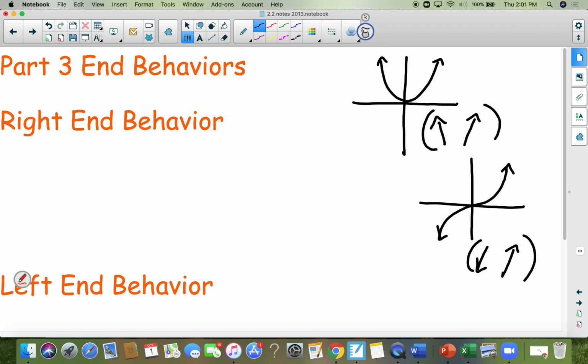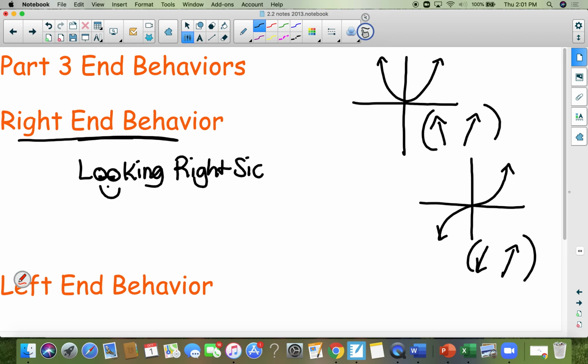So in part 3, they're asking you about the end behavior. For the right end behavior, just make sure you're looking at the right side of your graph. For the left end behavior, make sure you're looking on the left side of your graph.